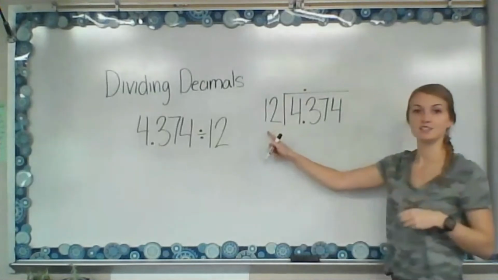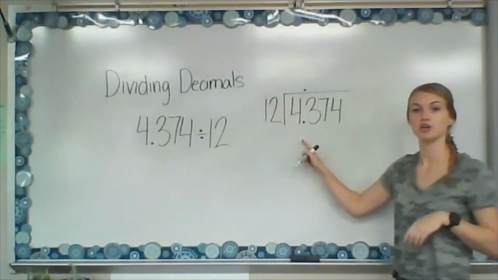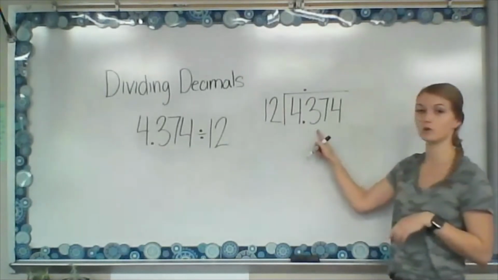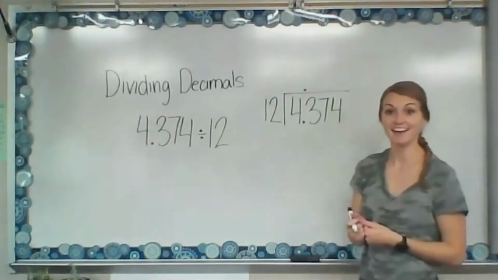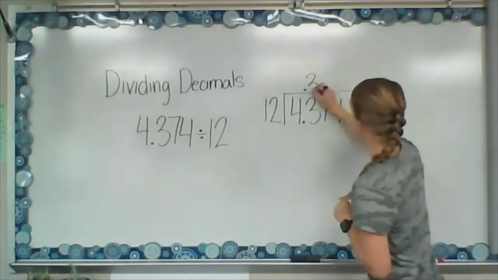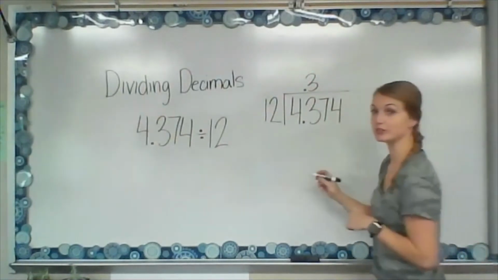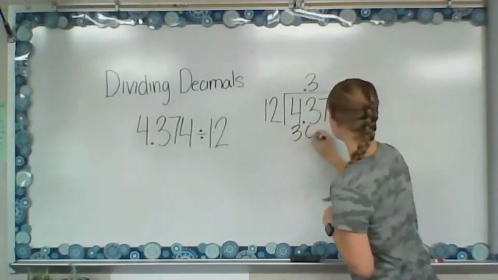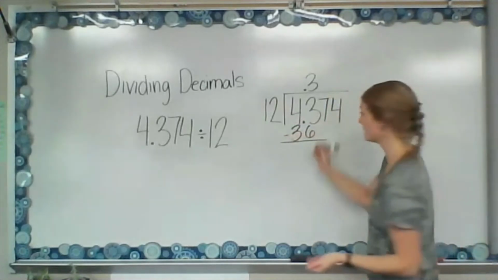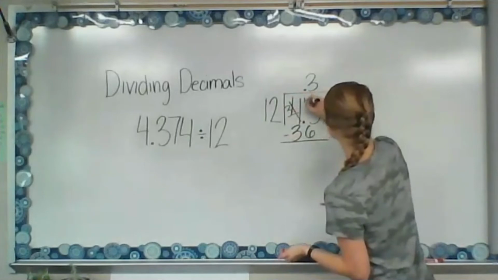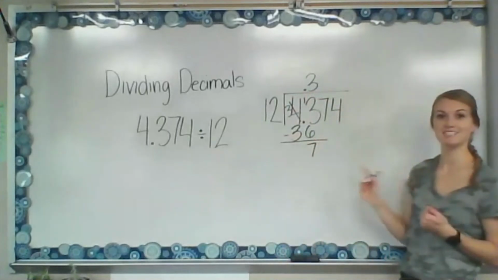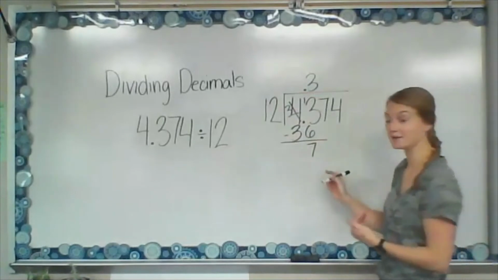So, can 12 go into 4? No, it cannot. Can 12 go into 43? Yeah, it can, right? 3 times. So 3 times 12 is 36. I'm going to subtract. I'm going to have to do some borrowing. And 13 minus 6 is 7. Bring down my 7.